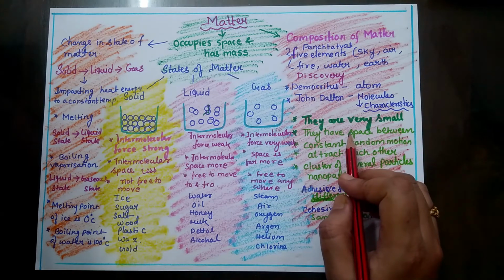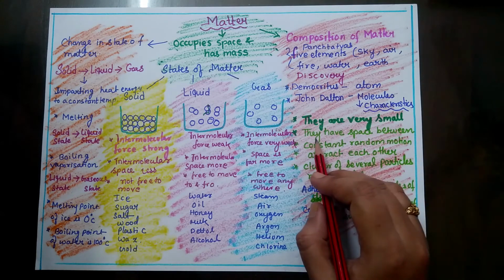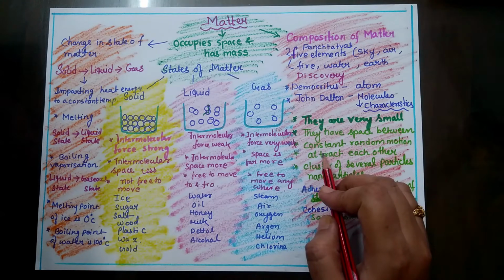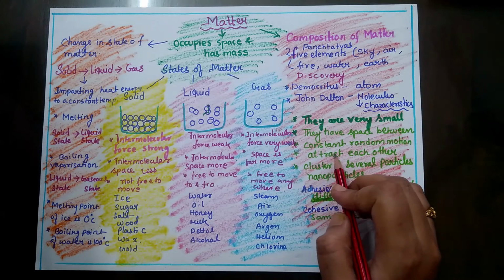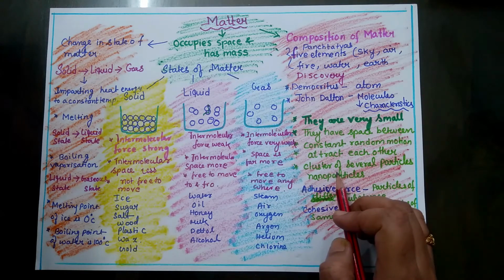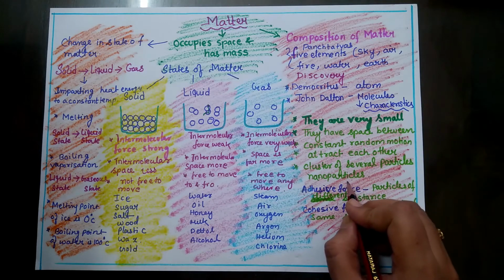Now let's see the characteristics of molecules. There are 4 different characteristics of molecules. First, they are very small. Second, they have space between them. And third, there is constant random motion, and they always attract each other. So these are the 4 different characteristics of molecules. A molecule or cluster of molecules is known as a nanoparticle.